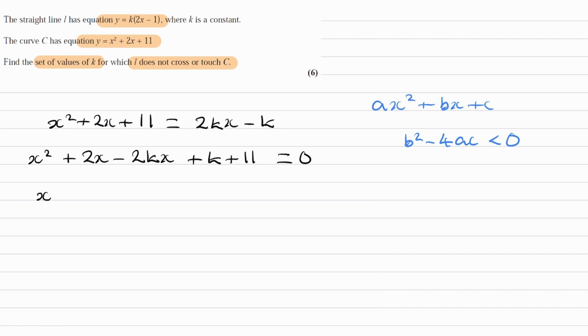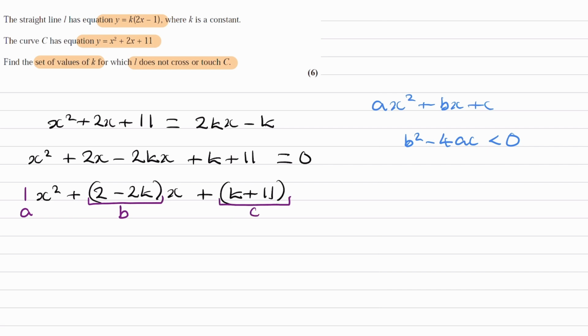So this quadratic is x squared plus, I'll factorize out x from these two terms, that then becomes (2 minus 2k) times x, and I'll just put this last pair of terms in brackets, because then it's easy to see that our a is just 1, our b is the 2 minus 2k, and then our c is k plus 11. So again, this quadratic has no solutions, therefore b squared minus 4ac should be less than 0. So then that would be (2 minus 2k) squared, that's b squared, minus 4, a is 1, c is k plus 11, that should be less than 0.